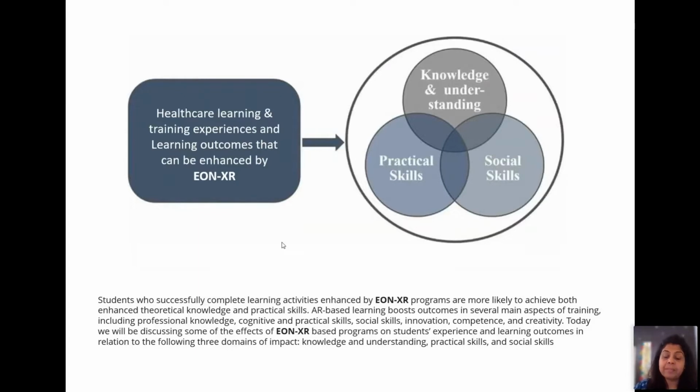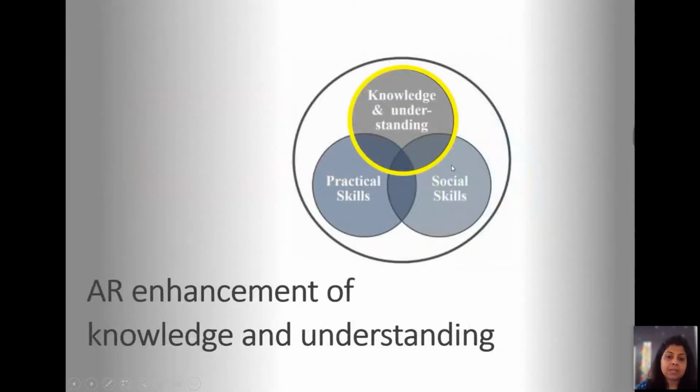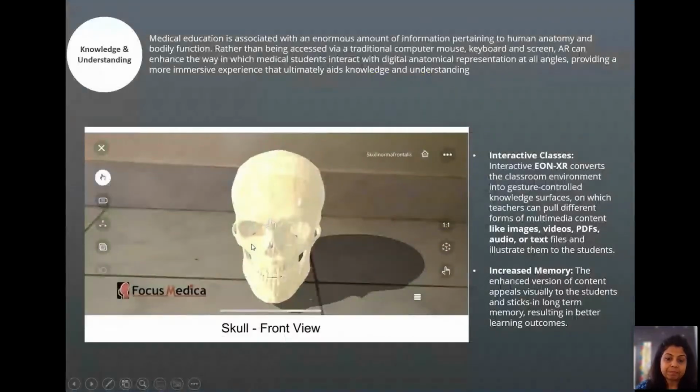And this kind of AR-based learning essentially boosts the outcome in several main aspects of training, including professional knowledge, cognitive and practical skills, social skills, innovation, competence, creativity, etc. So let's dive in and see the examples in the 3 different domains which basically intersect and create a Venn diagram area that imparts the most effective learning through EON-XR. Starting with the knowledge and understanding that is promoted by AR learning.